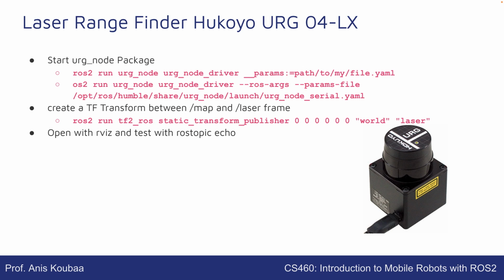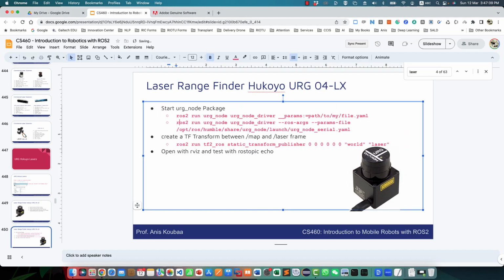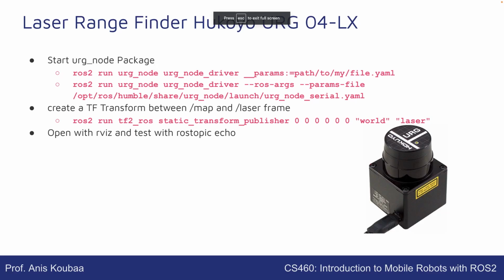So this is the way you can start this laser scanner. We use ros2 run urg_node driver, and then we give the path to the parameter file. I'm going to show you this parameter file and what kind of information you find. So this is the general instruction, and here the specific instruction. I have to put ros2 run urg_node, and then we specify the parameter file.